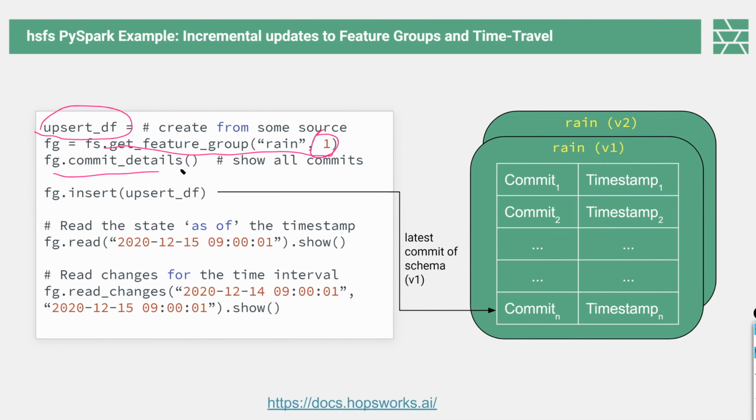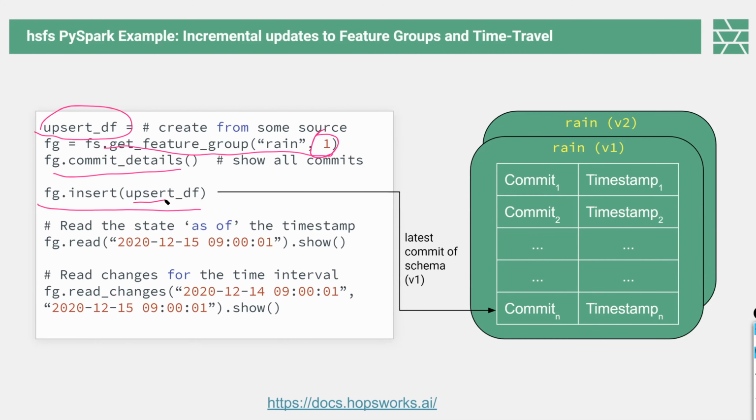We can look at all the previous commits in the feature store if we're curious, and then we can just insert this data frame. So you can see it says this word upsert. Upsert means either update or insert. So the data that's coming in will either be appended to the feature group, I should say, or it will update in place data inside that feature group. You can also delete data, which is very important for GDPR compliance.